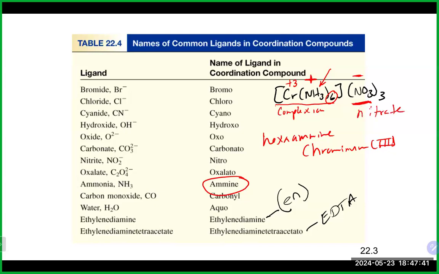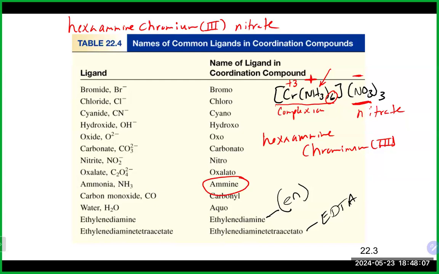So again, putting this together, when we start with the complex ion part, we're going to start with our ligand. So it's going to be hexaammine. This is going to be then chromium Roman numeral 3, which is the metal that you put on the last part of the name, and nitrate in this case. Yeah. Any questions on that there?